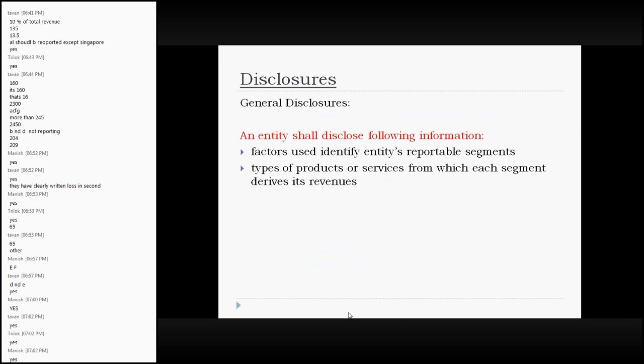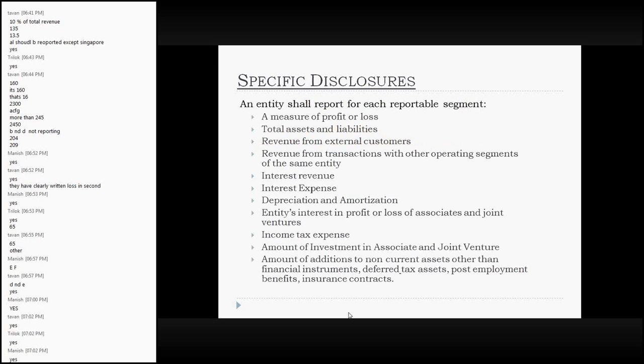These are the disclosures required. Entities will disclose the factors used to identify a reportable segment, and the types of products or services from which each segment derives its revenue. It may be blades, razors, toys, cars, from where it is deriving its revenue. These are the specific disclosures: the measure of profit and loss, total assets and liabilities, revenue from external customers, and whether it is meeting the 75% threshold or not will be told by this.